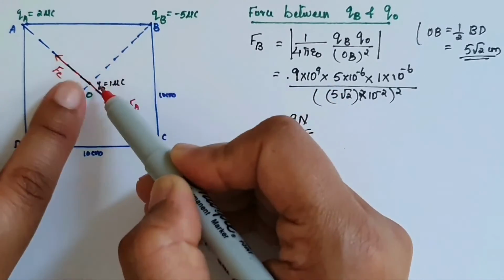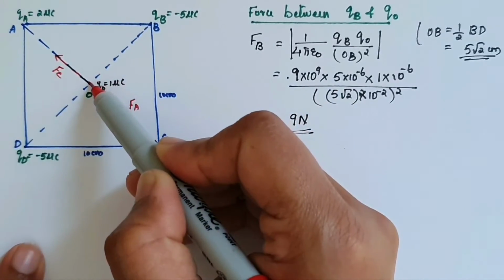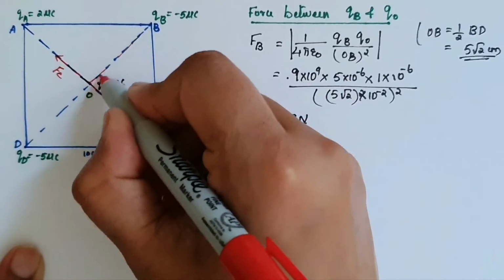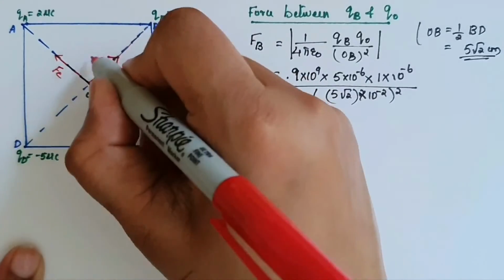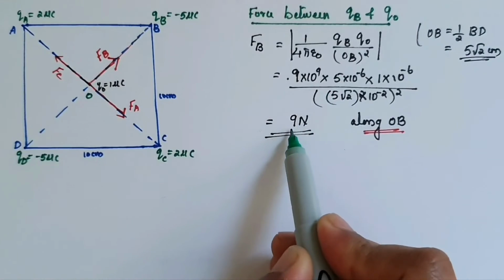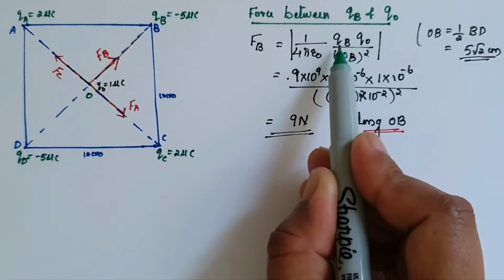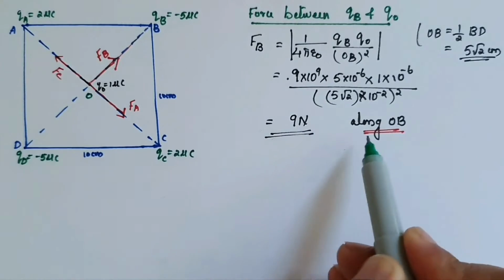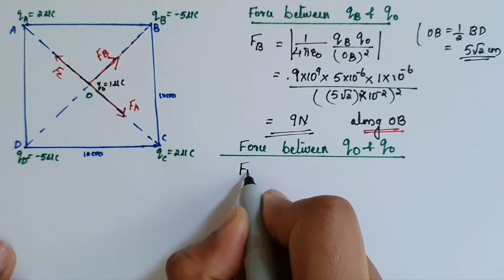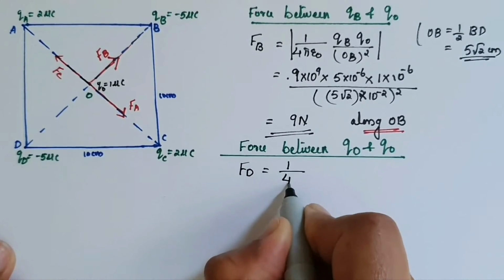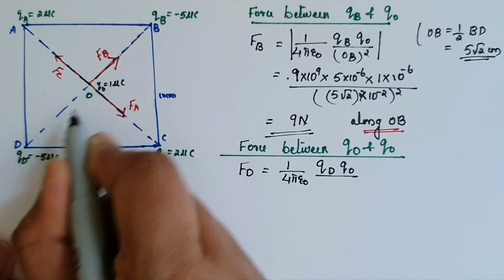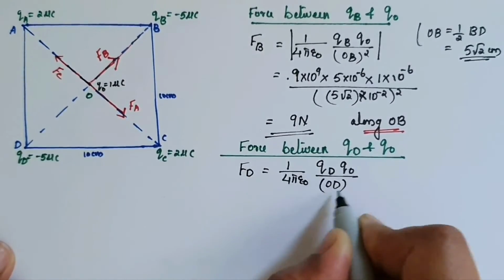There is an attractive force between these two charges, and that force will act towards this direction, that is along OB. This is FB. This is the direction of FB. This is the force on 1 microcoulomb charge due to QB, and the force is acting along OB. Force between QD and Q0 is FD. This is equal to 1 by 4 pi epsilon 0 QD Q0 by distance between these two charges, OD square.